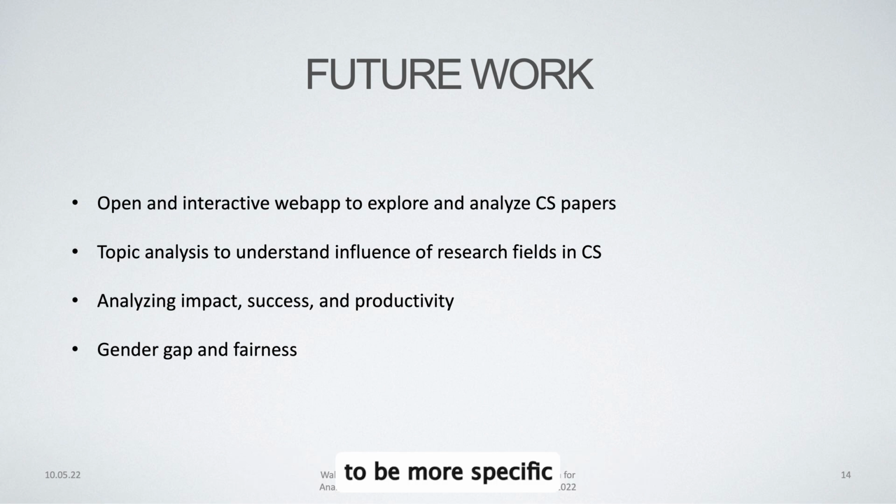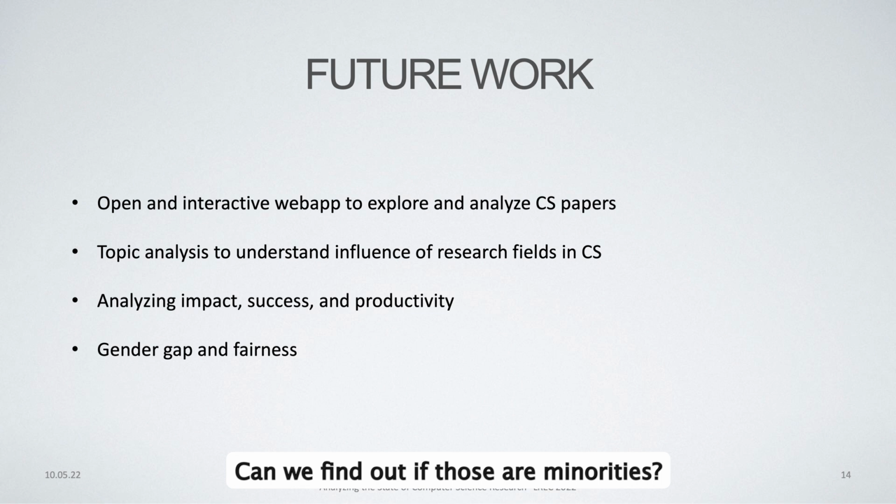And we also want to extend our study to be more specific about the impact, success, and productivity. We showed in this research that there are indicators for research activity, but we left open how to define impact by citations or productivity by the number of papers over time, or even how to define a successful author. So that's also something we want to explore in the next paper. And we also want to raise, of course, the important points of fairness and gender gap in this research project. For example, how many authors have affiliations from first world countries, from developing countries? Can we find out if those are minorities? What about the gender of the authors? Those are all questions that we're asking ourselves now.